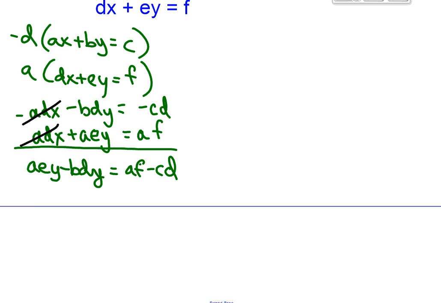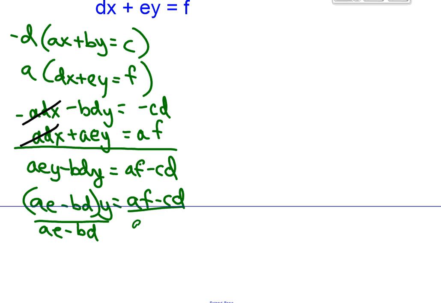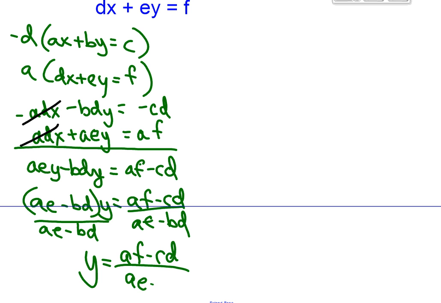Do you see the common factor of y on the left? And so I'm going to say this is (ae minus bd) y equals af minus cd. And then to get y alone, I'm going to divide by ae minus bd, ae minus bd. And I'm going to get y equals (af minus cd) over (ae minus bd). And so really, if I know those coefficients, that's a pretty easy math problem, right? And so I can figure that out.